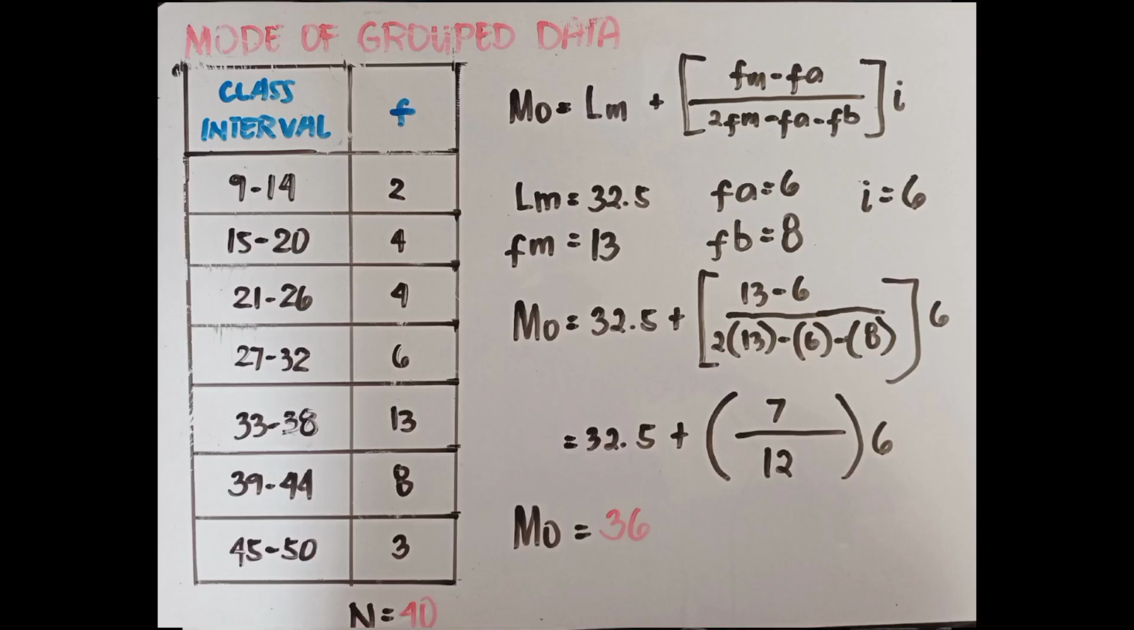This is the frequency distribution of the scores of 40 students in Mathematics in the Modern World. Let's find the mode of the grouped data. First, we have to locate the modal class. This is the modal class because this is the class interval with the highest frequency. Next, we have to use the formula to find the mode.